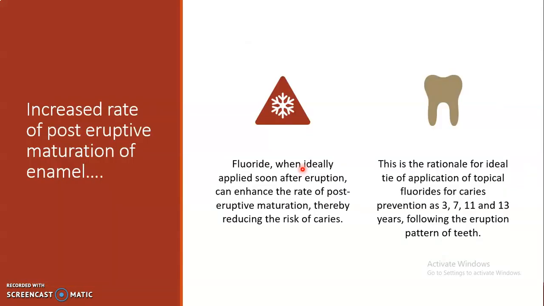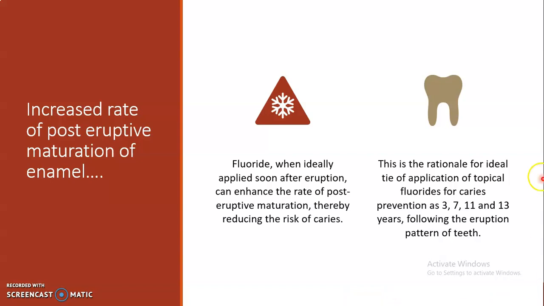Now what happens when fluoride is given at this point of time, that is, as soon as the tooth erupts, is that the speed at which this post-eruptive maturation takes place is faster. During the period of post-eruptive maturation, the tooth is at risk of caries. So whenever fluoride is given as soon as the tooth is erupted, the speed at which this maturation takes place is faster. So remember this mechanism. It is called increased rate of post-eruptive maturation. Understand that post-eruptive maturation is a natural physiological process, but fluoride enhances the speed of post-eruptive maturation.